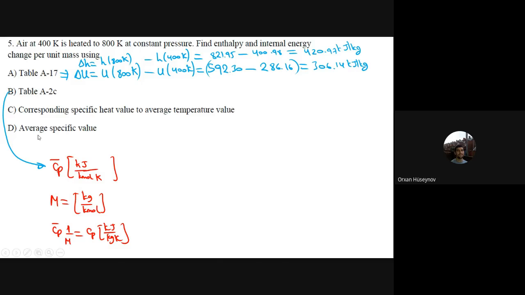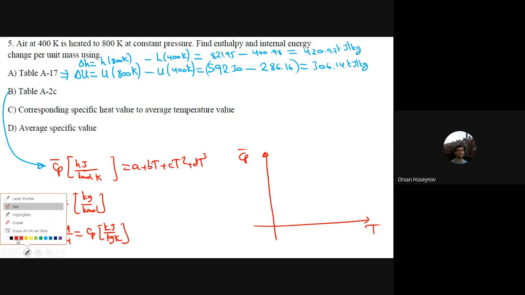And the question gives us Cp, which is A plus BT plus CT squared plus DT to the power of 3. What it means is that this Cp value versus temperature follows some relationship that we don't know. But let me assume that this follows a relationship something like this one. For example, this is for air. It can be that for other substances it is different, so let me use a different color here.